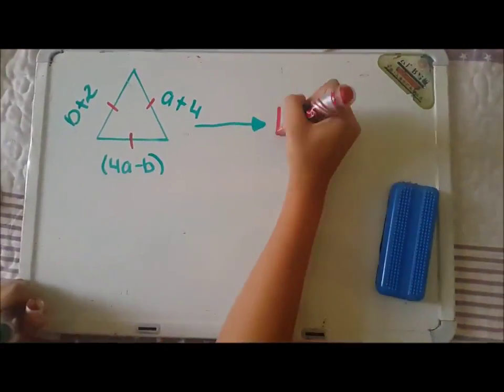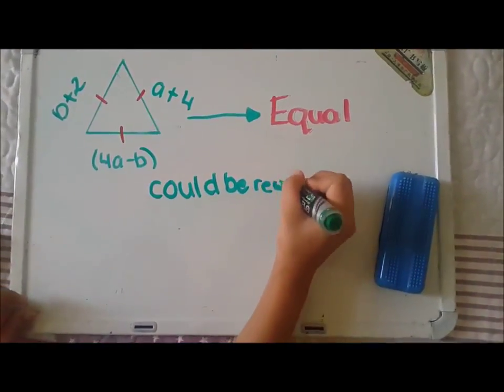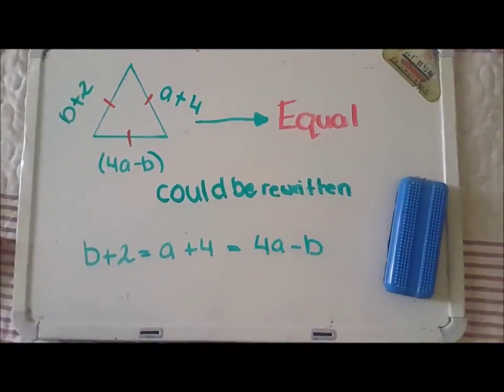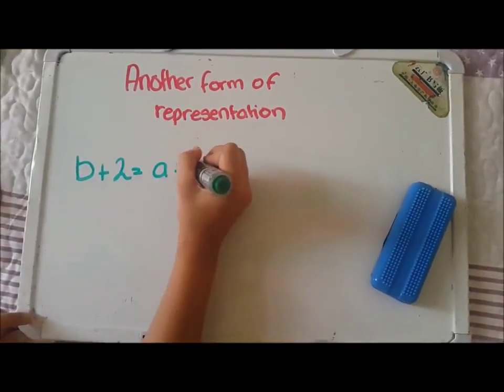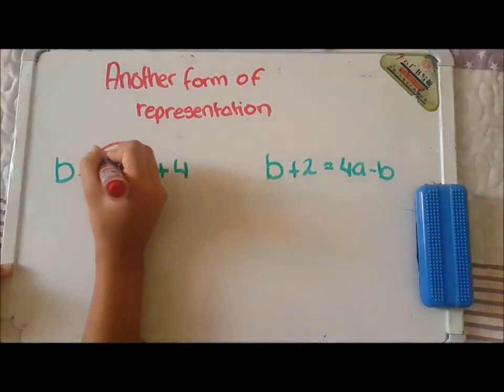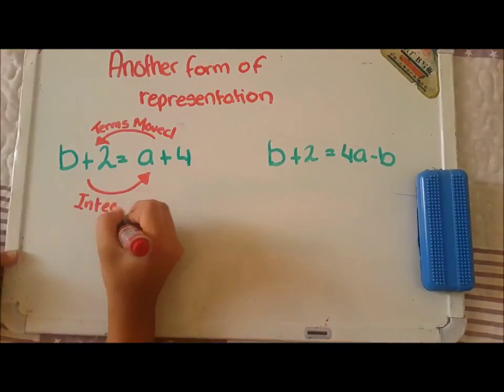Since this is considered as an equilateral triangle, it indicates that all sides are equal. Therefore, the given equations could be written in the form b plus 2 equals a plus 4 and b plus 2 equals 4a minus b. This is another form of representation that indicates that these equations are equal.